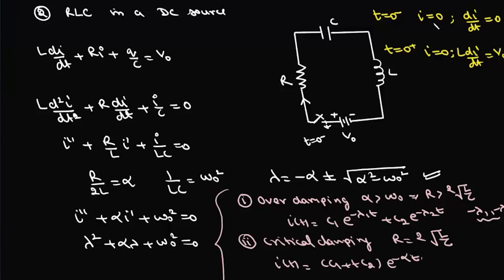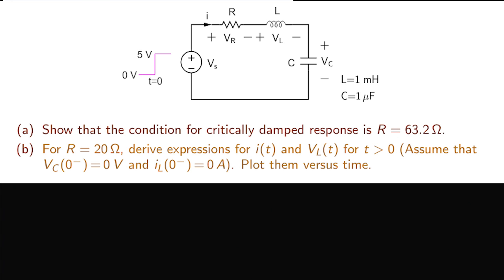Let us take up an example. Here we are given an RLC circuit connected to a DC voltage source. At t equals 0, voltage is 0, and at t positive, it will give us a constant voltage of 5 volts. We are given that L is 1 mH and C is 1 microfarad. The first question is, show that the condition for critically damped response is R equals 63.2.